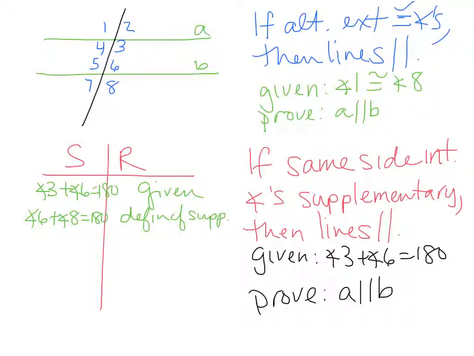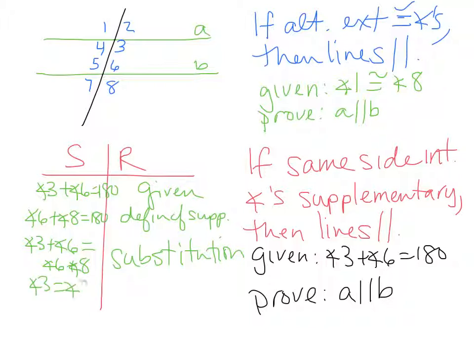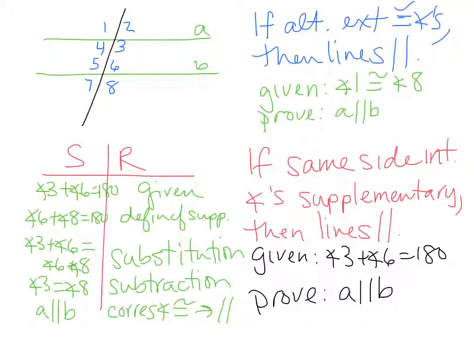Okay, so I can say now, with substitution, that 3 plus 6 is equal to 6 plus 8, angle 6 plus 8, substitution. So angle 3 is equal to angle 8, subtraction. Notice that I'm writing both substitution and subtraction out and not abbreviating because that sub thing can get confusing. So if 3 is equal to 8, that means A is parallel to B because corresponding angles congruent means lines are parallel.